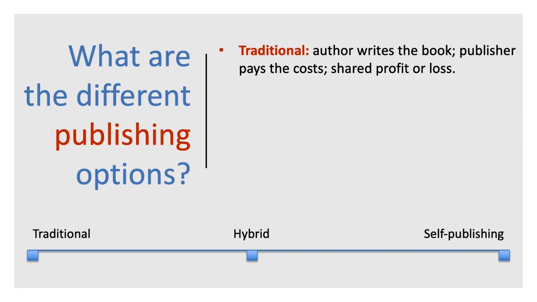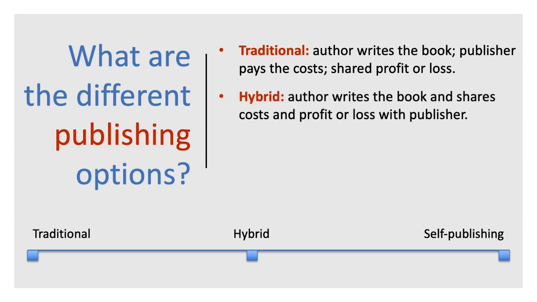So traditional publishing is the option most people are familiar with. The author writes the book, the publisher pays the costs, and they share the profit or loss. That happens with companies like Penguin, Hardy Grant, John Wiley & Sons, all the companies most people are familiar with. That's traditional publishing.